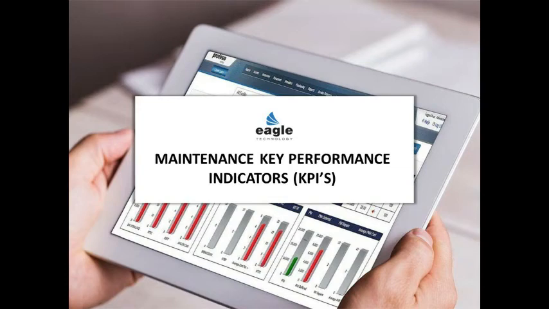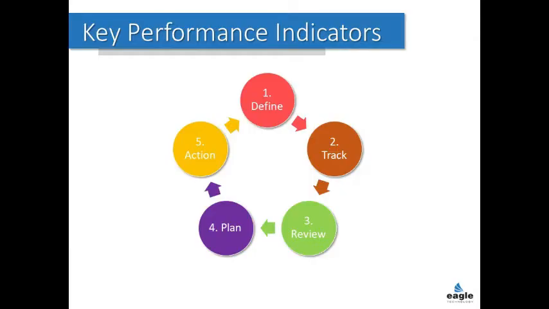We're going to talk about maintenance key performance indicators, also known as KPIs, in this video. Before I show examples, I want to mention that it's very important for you to make sure there's consistent processes associated with the collection of data. One of the failures of a lot of system processes is the ability to track data on a consistent basis.